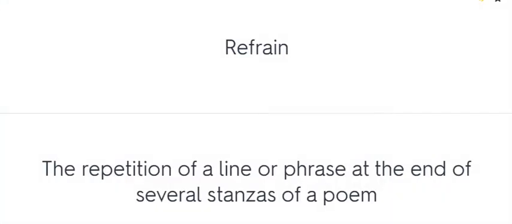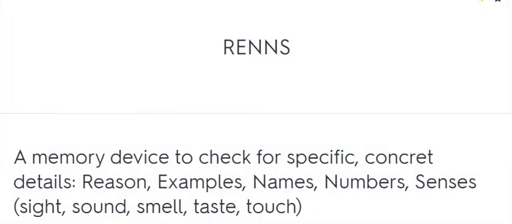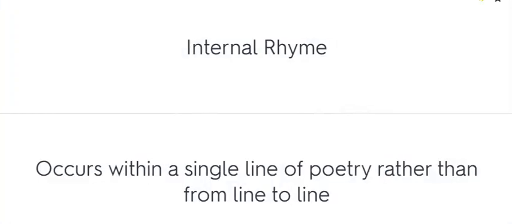Refrain. The repetition of a line or phrase at the end of several stanzas of a poem. Regionalism. A word or phrase used by a population in a particular region. RENS. A memory device to check for specific, concrete details: reason, examples, names, numbers, senses. Rhyme scheme. A regular pattern of rhyming words in a poem. Internal rhyme. Occurs within a single line of poetry rather than from line to line.